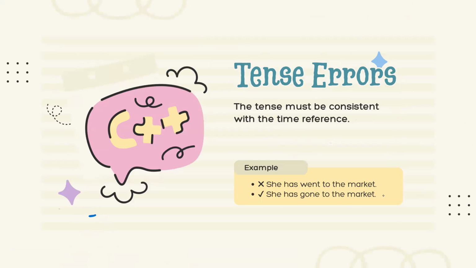Next, we have tense errors. Tenses indicate the time of action. Mixing them up can confuse the reader. For instance, "she has went to the market" is actually a wrong statement. You have to write "she has gone to the market," which is present perfect tense. Ensure your verb tense matches the time frame of the sentence, using the correct context clue. Soon I'll be posting a detailed video on tenses which will give you more clarification regarding the tenses.